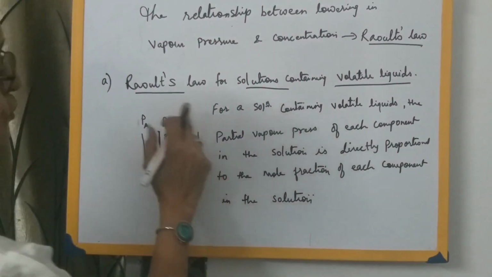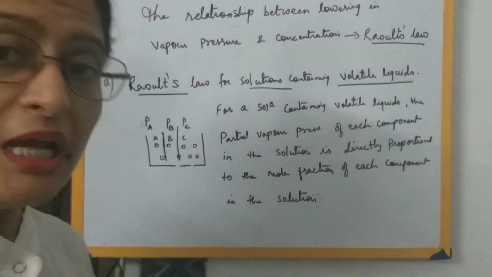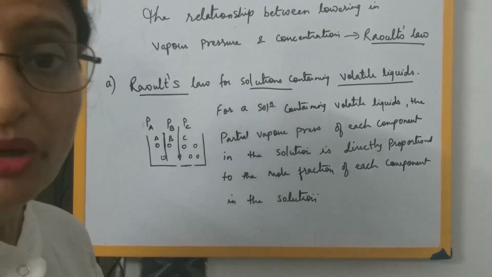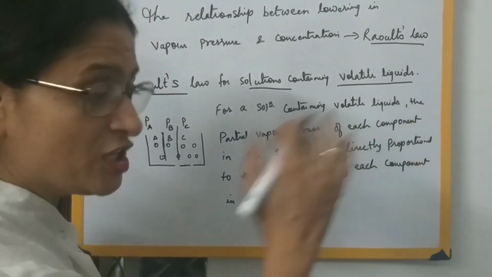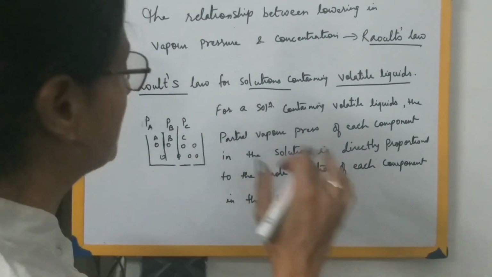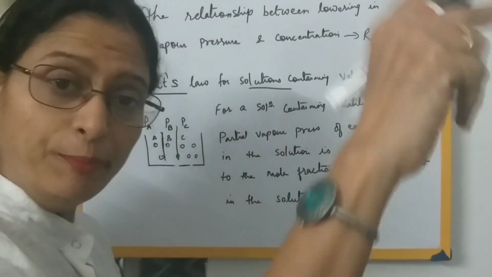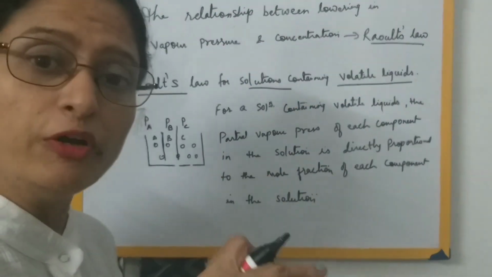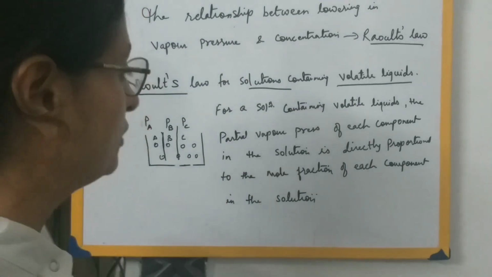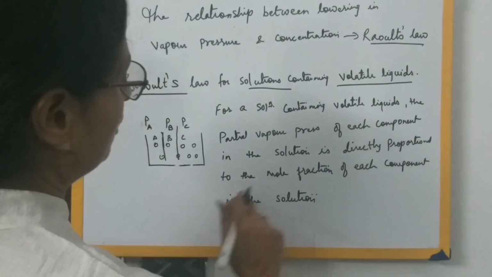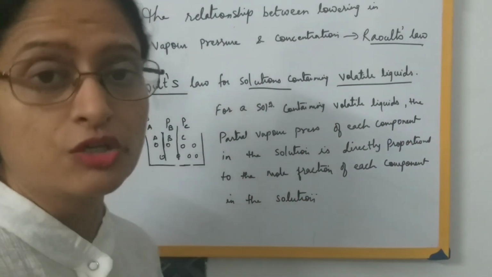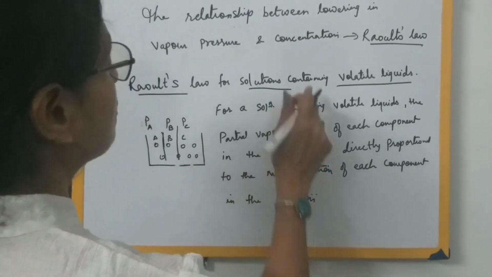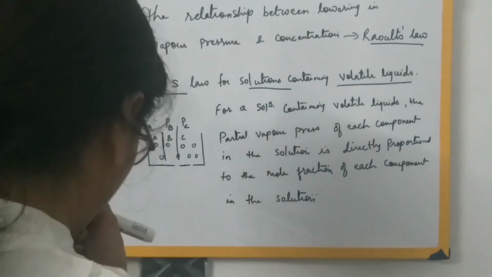Clear? If the solution has many types of liquids, the partial vapor pressure of each liquid is dependent on the number of moles, and that means on the mole fraction, so it is directly proportional to the mole fraction of each component in the solution. So this is Raoult's law for solutions containing volatile liquids.